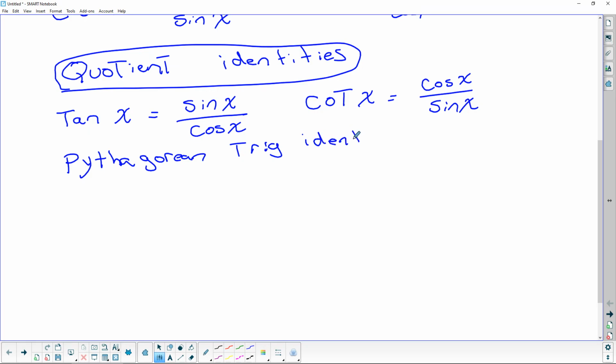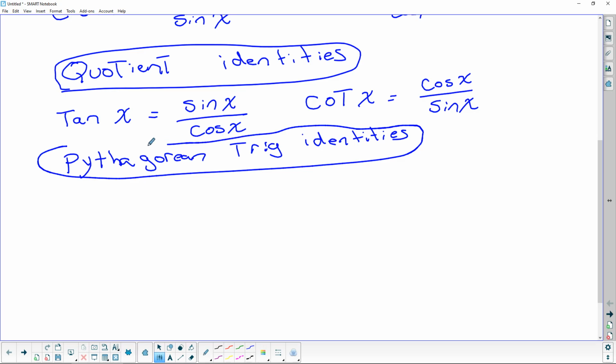Okay, now these identities are based on squared terms. The base one is sine and cosine. So if you take sine squared x and you add it to cosine squared x, that is equal to 1. So that's the base one.